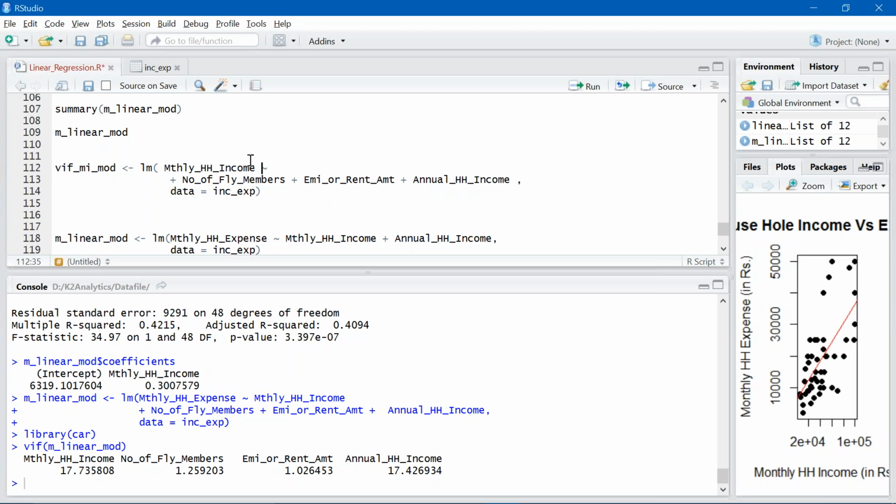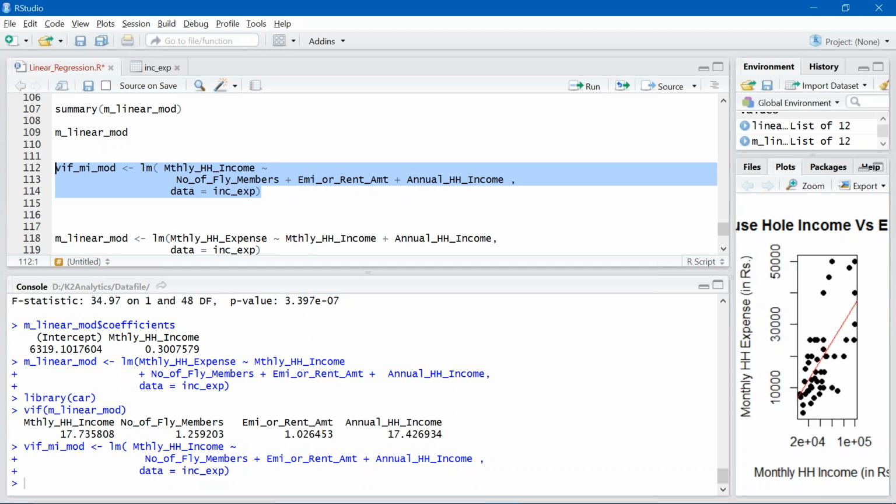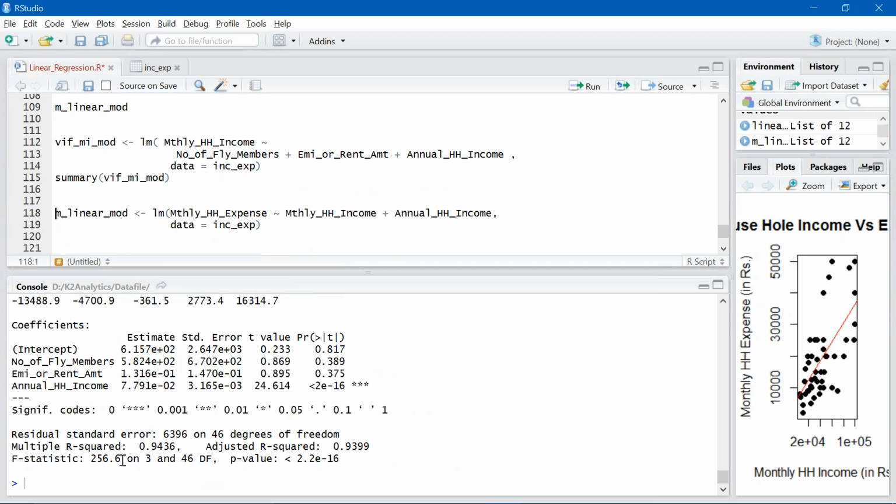Okay. So tilde is basically I am now making monthly income as a function of family members, EMI, rent, annual income. I'll build this model. Let me see what is the R square of this. Summary VIF underscore monthly income model. What is the R square of this? 0.946. 0.9436.